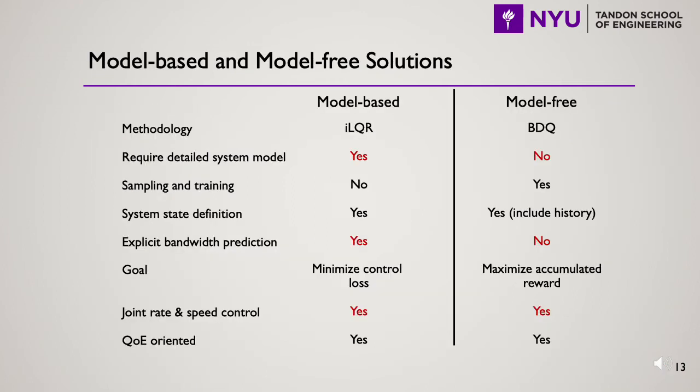Overall, we use a table to describe the similarities and differences between model-based and model-free solutions. First, the model-based solution needs a detailed model for the system. However, model-free treats the system as a black box. In addition, explicit bandwidth prediction is not required by the model-free solution, but long-term training is needed. Both of these 2 methods can jointly adapt video rate and playback speed for different QoE definitions.